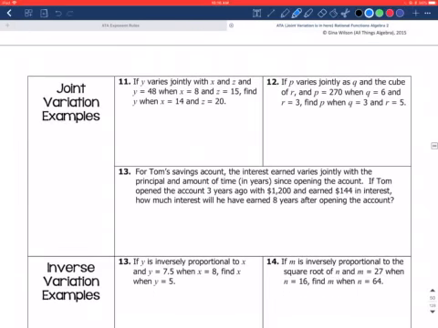Now we'll do a couple with the joint. I'll just go straight to the more difficult ones. If P varies jointly, always put the k, varies jointly as Q and the cube of R. In other words, R to the third power. And P is 270. We don't know k. We're going to find it. Q is 6. R is 3 cubed. So 3 to the third power will be 27. I'll multiply that by 6, and that will give me 162. 270 equals 162k. And then I'll divide by 162.